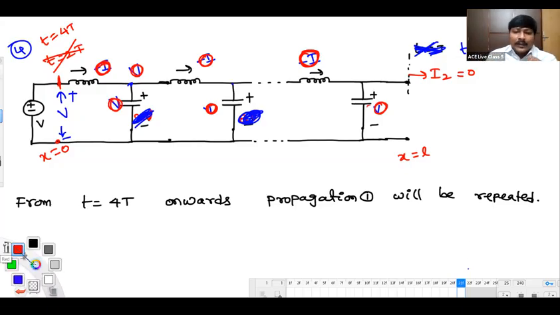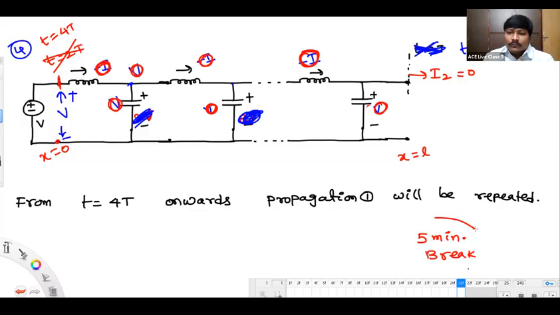So we have a break for 5 minutes. After the break, we'll be starting with the short circuit line wave propagation.